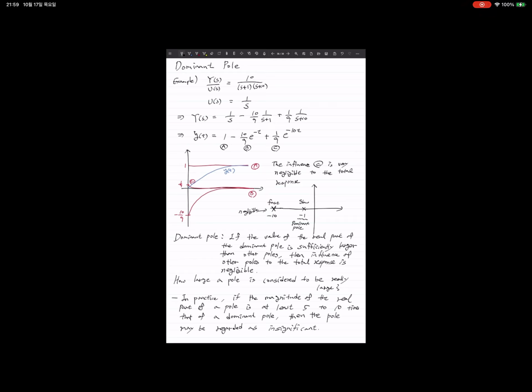So in practice, if the magnitude of the real part of a pole is at least 5 to 10 times that of a dominant pole, then the pole may be regarded as insignificant. Okay, so 5 to 10 times.